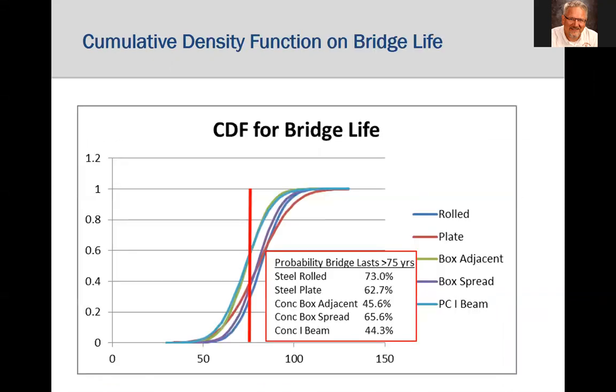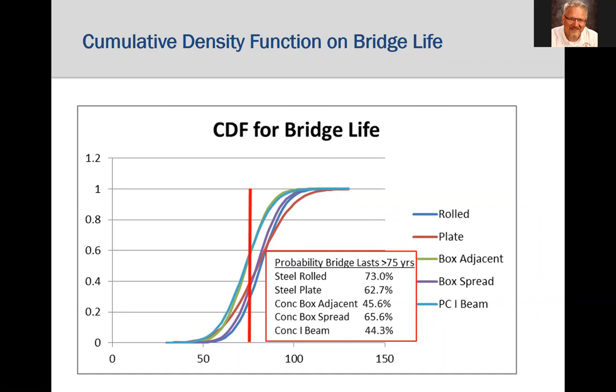Now, a good way to look at predicted life that considers not only the average life, but also the standard deviation of the life is a statistical cumulative density function, or CDF. Here it is assumed that the data is normally distributed, and with the CDF, the question can be asked, what is the probability that a type of bridge will last at least 75 years? 75 years is the expectation for modern bridge construction.